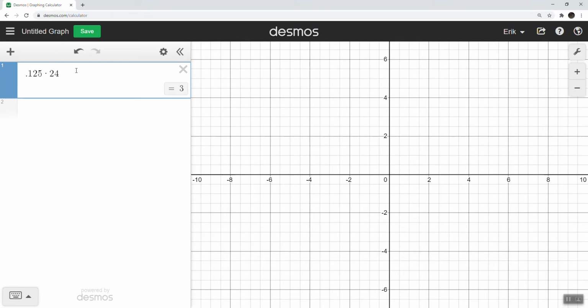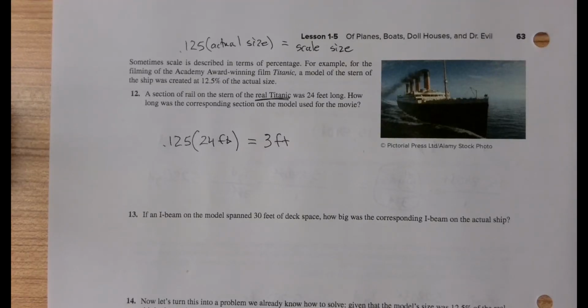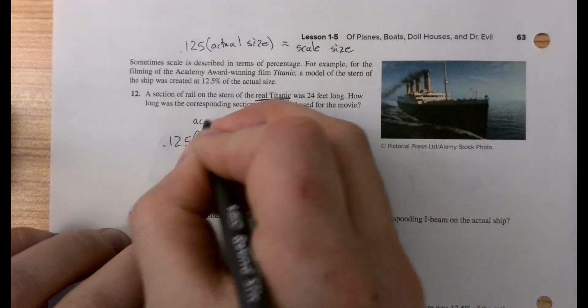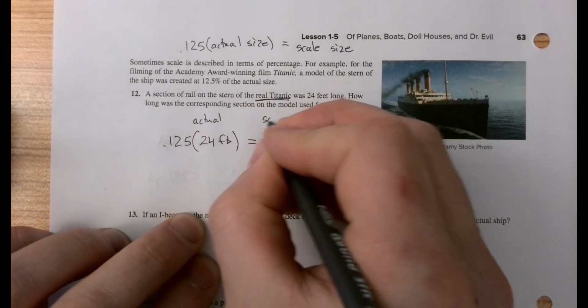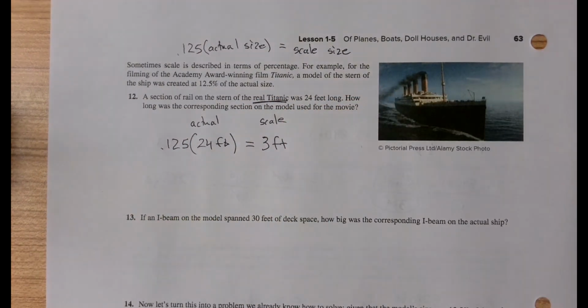Now, we need to be a little bit careful in our thinking here. The measurements of these feet are the same, but this is the actual size, and this is the scale size. So just understand where we're at.